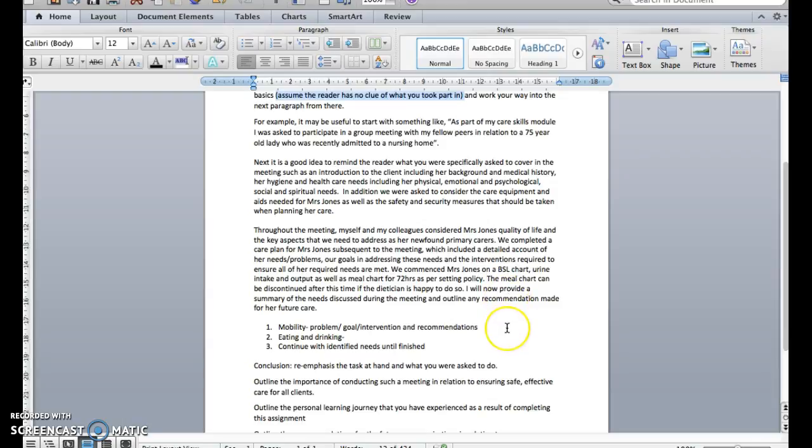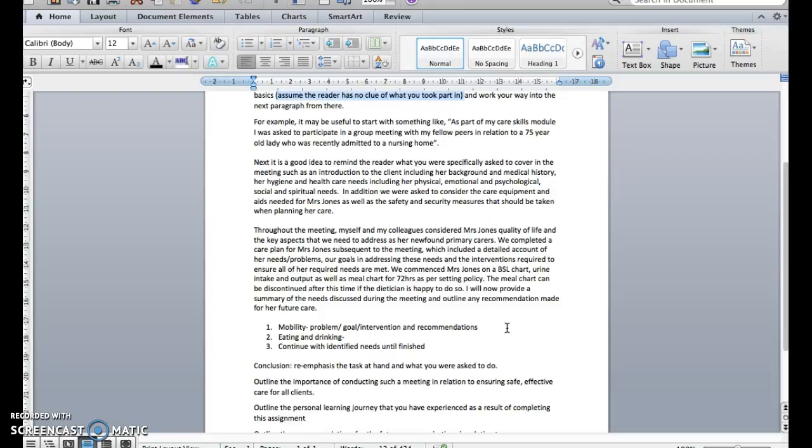Jones subsequent to the meeting, which included a detailed account of her needs and problems, our goals in addressing these needs, and the interventions required to ensure all of her required needs are met. We commenced Mrs. Jones on a BSL chart, that's a blood sugar level chart, urine intake and output, as well as a meal chart for 72 hours as per setting policy.